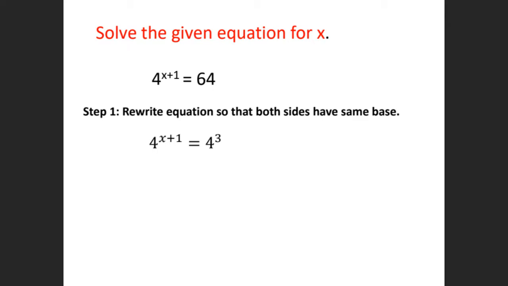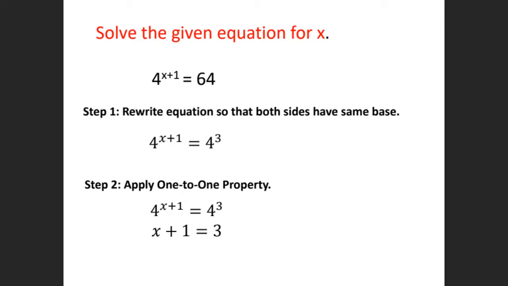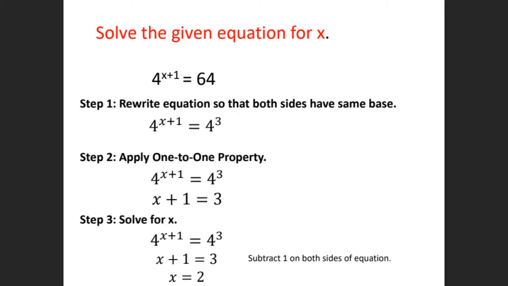So 4 to the third power. 4 to the third power will give me 64. 4 times 4 is 16, and 16 times 4 will give me that 64. Now I see that I have two exponential expressions that are equal to each other and have the same base. For these to be equal, the exponents also have to be equal. So I'm going to set the exponents equal to each other. This means that x plus 1 has to be equal to 3. And it's easy now to see that x would be equal to positive 2. Subtract 1 on both sides, and x will be equal to 2.